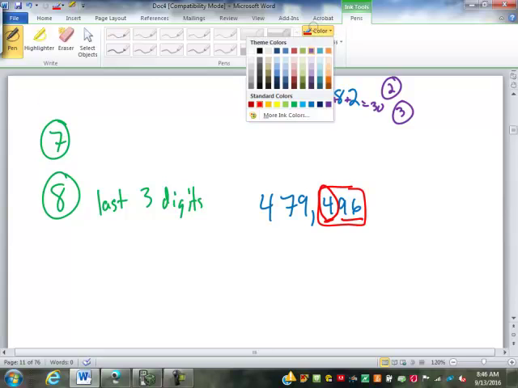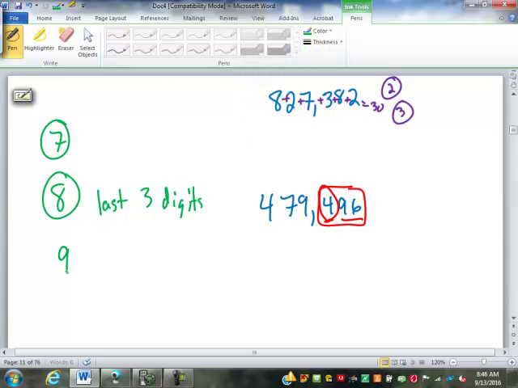So, 9. Anybody know the rule for telling something is divisible by 9? Well, you can divide by 3 twice, which always helps. That's what I usually do. I don't worry about 9. But there's a rule, and it's just like 3. It's the sum of the digits again. Only the sum of the digits has to be divisible by 9.